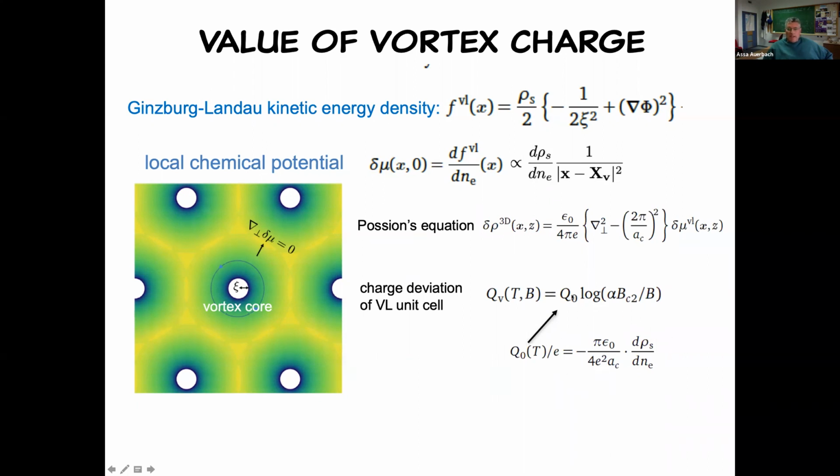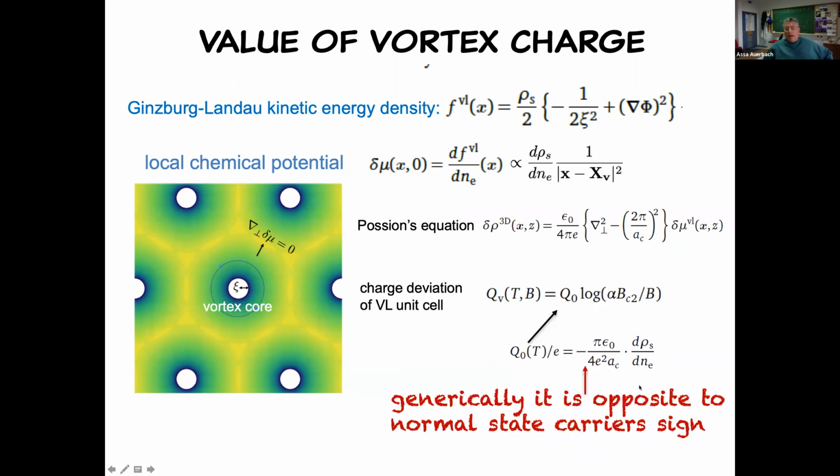So the magnitude of Q0 is actually an important quantity. Ask how many electrons are dragged by the vortices. It's related to how much the superfluid stiffness depends on density. The derivative of the superfluid stiffness with respect to density will determine this coefficient, and then there's some other material-dependent coefficient like screening and lattice constant and so on. But overall, the most important thing to remember is it has two features. First of all, it's opposite in sign in general to the normal state carrier. This will explain the whole anomaly.